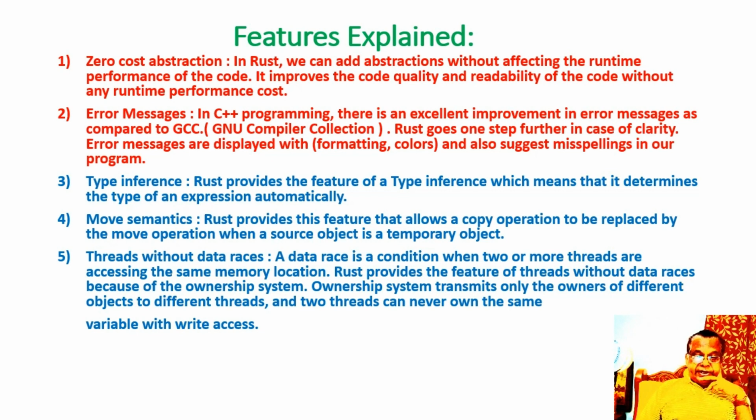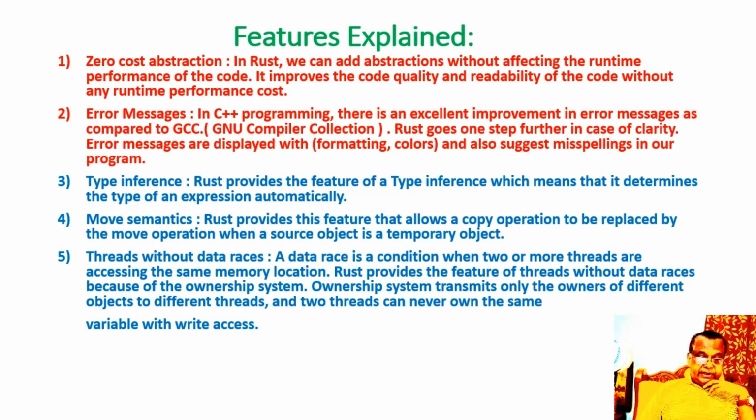3. Type inference. Rust provides the feature of type inference, which means that it determines the type of an expression automatically. 4. Move semantics. Rust provides this feature that allows a copy operation to be replaced by the move operation when a source object is a temporary object.